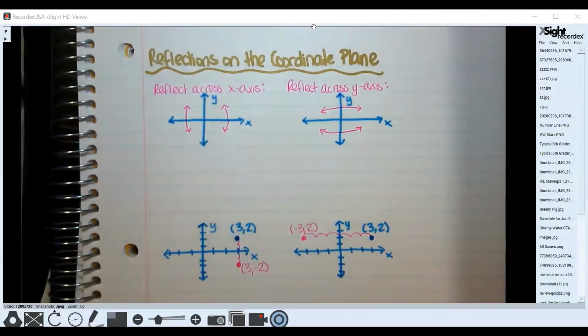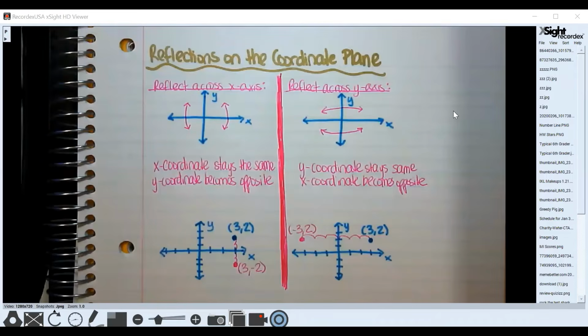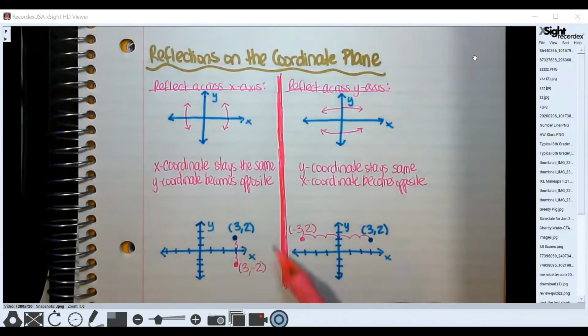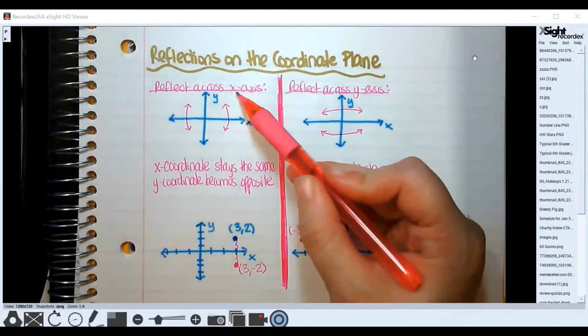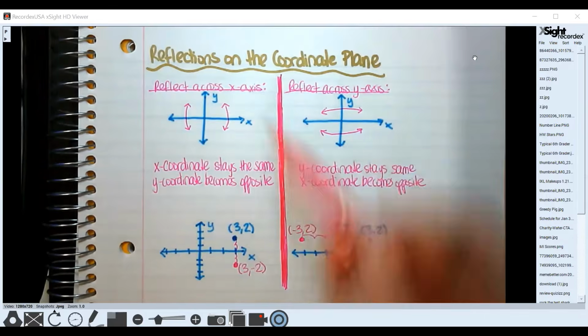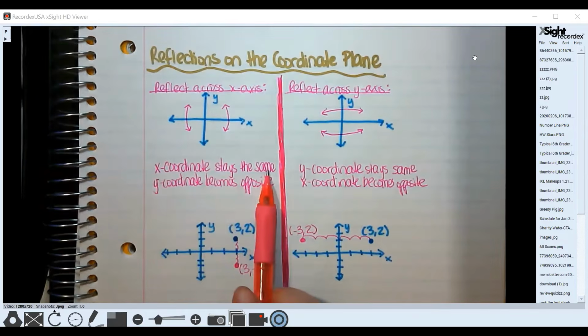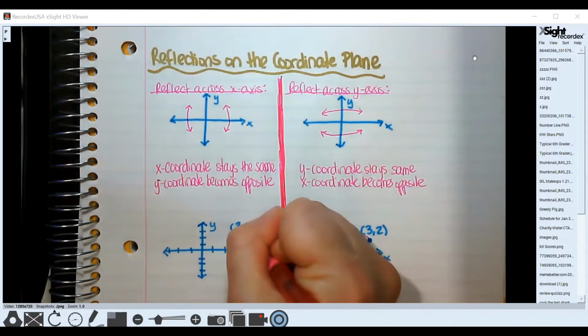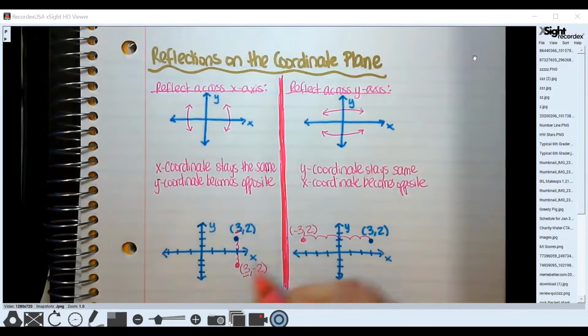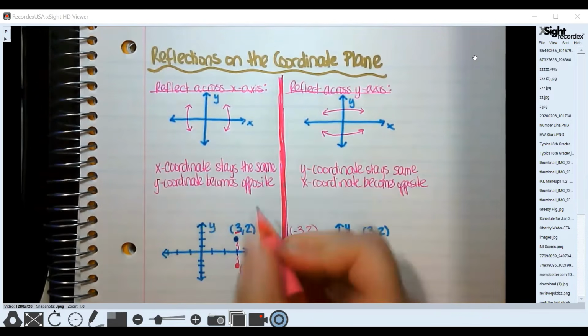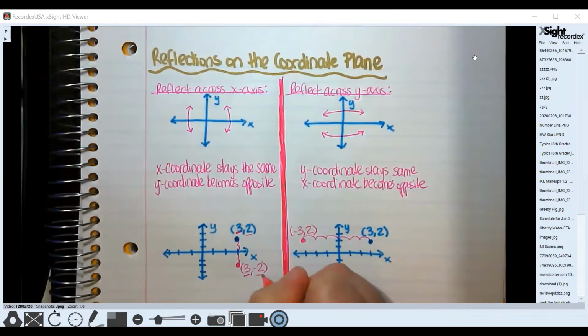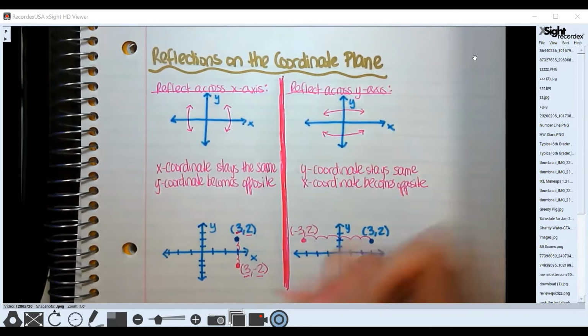Now I want you to also notice the patterns in the coordinates. So this pattern will always be true. Anytime you reflect a point or a shape across the x-axis, the x coordinates will stay the same. In this case, I started with 3 and I still have 3 on the reflection. The y coordinate becomes the opposite. So I had 2 and the reflection was -2.